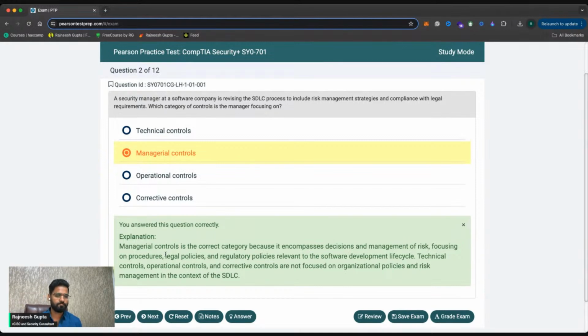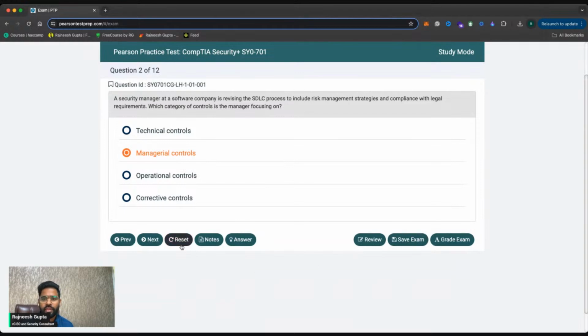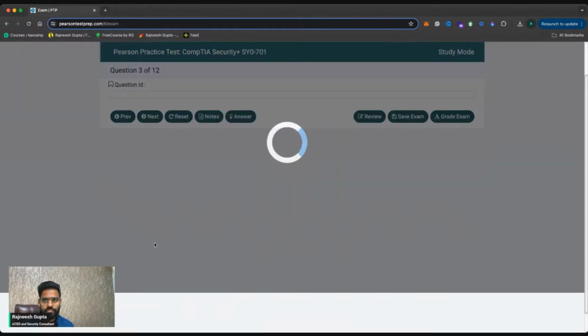Brilliant job, guys. Abhinav, brilliant. Oiza, brilliant job. Managerial control is the correct category because it focuses on the decision and the management of the risk. So managerial control is all about risk management. It's all about taking the action based on the risk management strategy. That's why you could see risk management strategy is written in the question itself. So the question itself has the answer. So brilliant, brilliant, brilliant answer. Okay, shall we go next?